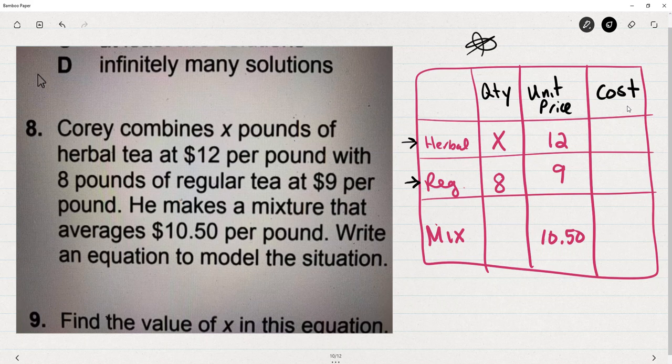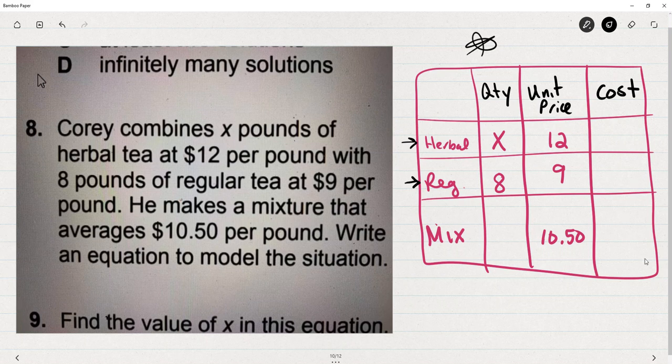Now, when you see this equation as a solution mix, we'd still have quantity, but instead of a unit price, you might see the percentage of concentration. And then this last column would be shown as the total amount of whatever different solution.